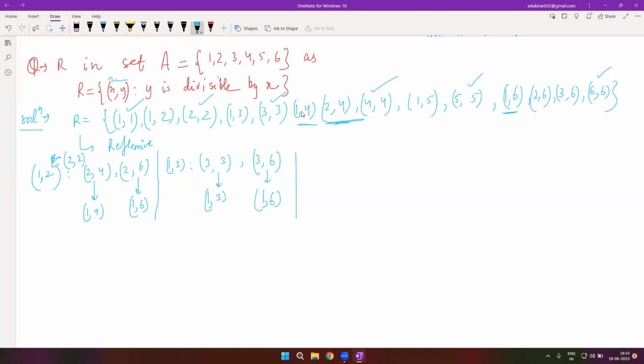Similarly, 1, 4: we have 4, 4. It will be transitive, no issues. Then we don't have any other pair which starts from 4. So this is also done. Now let's come to 2, 4. 2, 4 with 4, 4 is already done. I mean, we don't need to check the 2, 4 and 4, 4 combination. Then 1, 5. 1, 5 with 5, 5. This is already transitive, right?